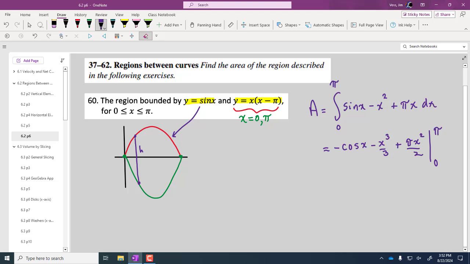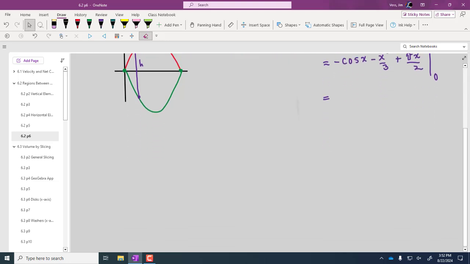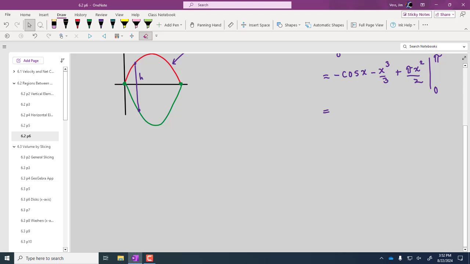So integrate: sine is negative cosine, x squared, add 1, divide by the new exponent, x, add 1, divide by the new exponent. Then we're going to plug in the pi. Cosine of pi is negative 1. The x coordinate at pi radians is negative 1. Then we multiply by negative 1 to get positive 1. Then we get minus pi cubed over 3 plus pi cubed over 2.